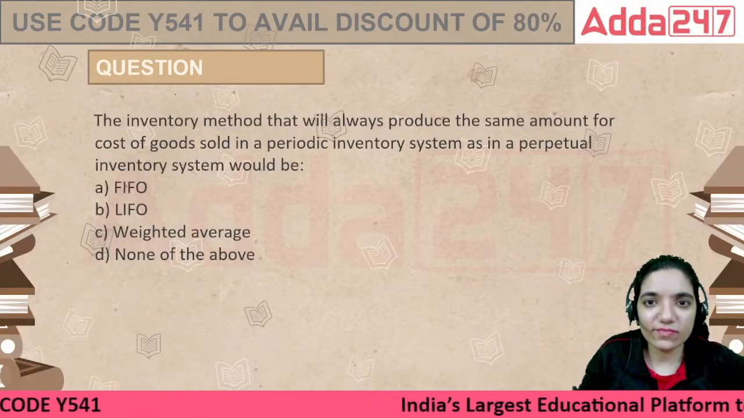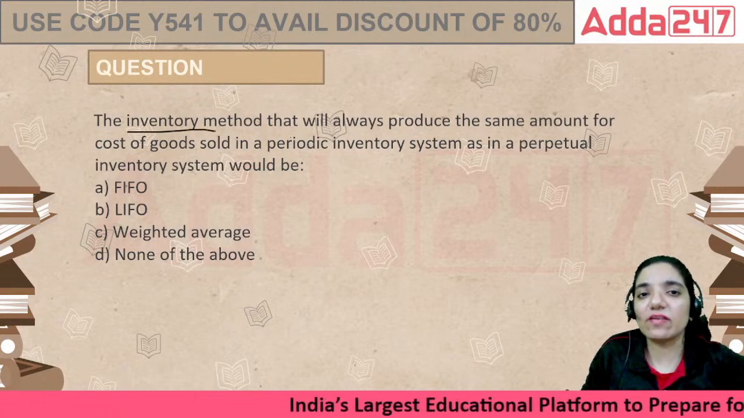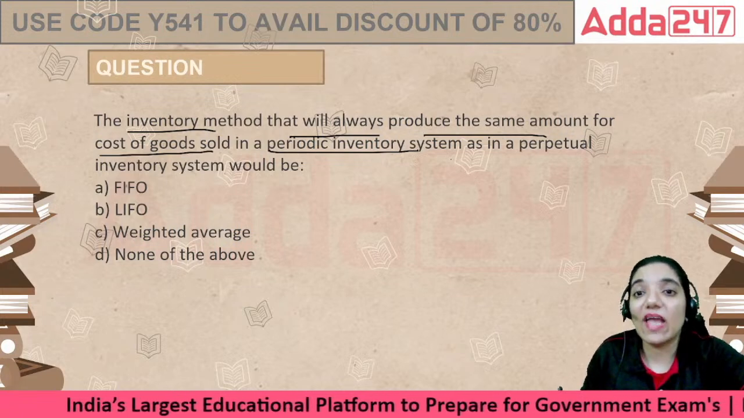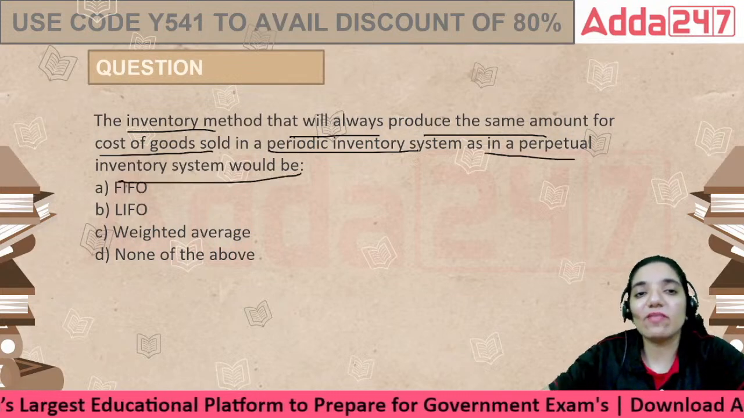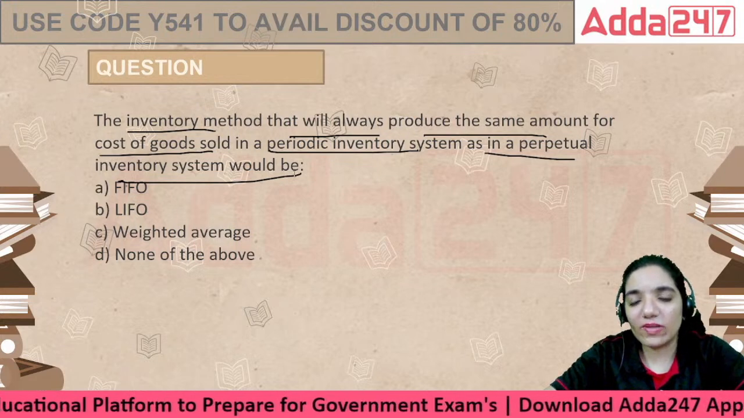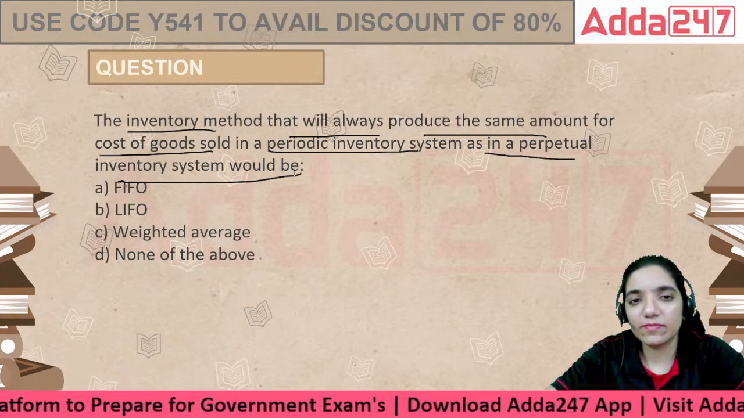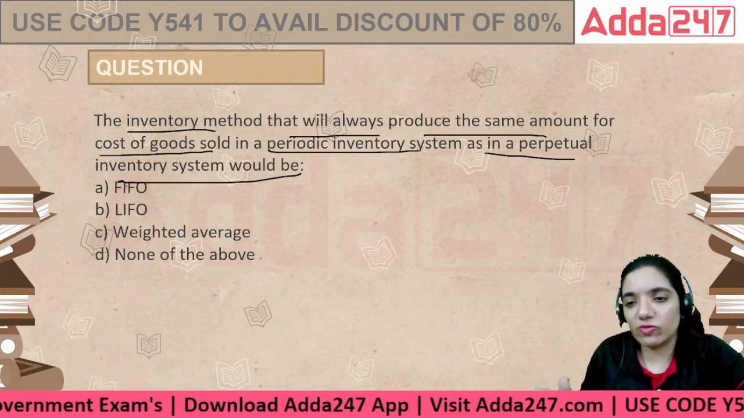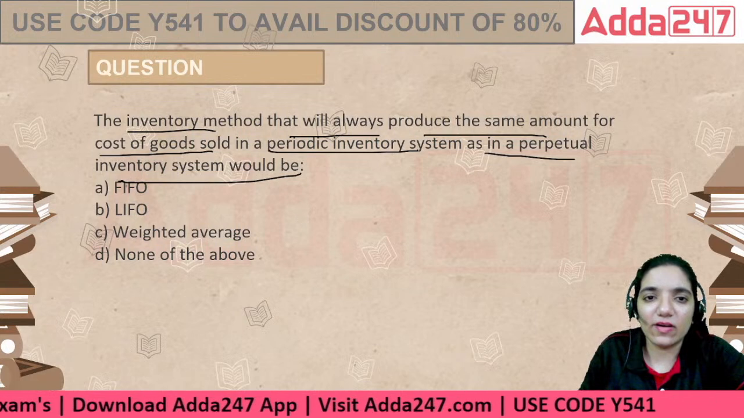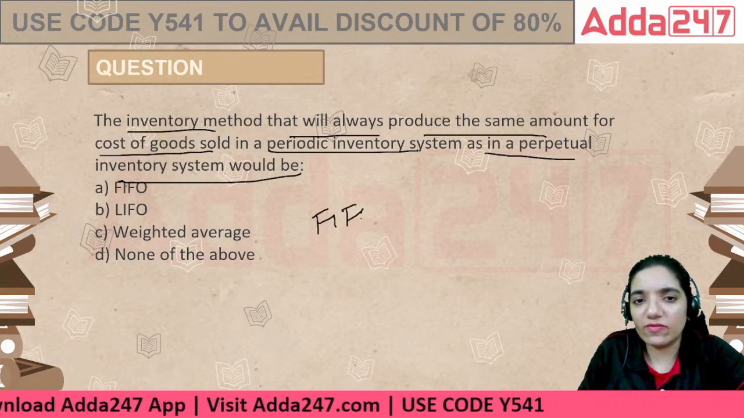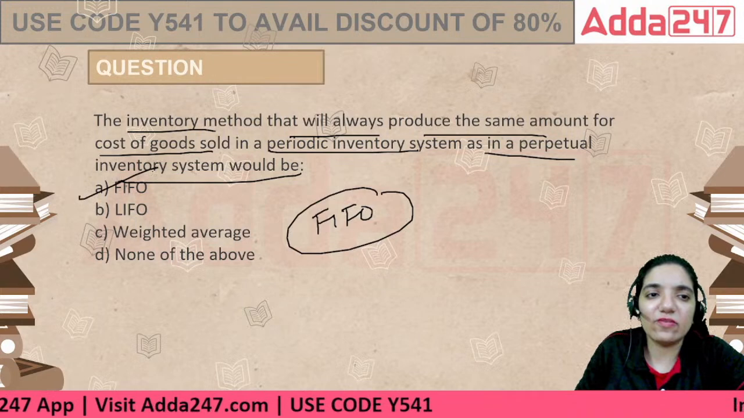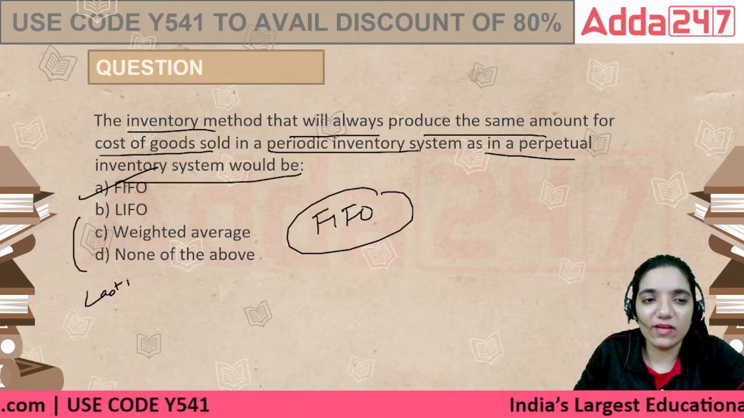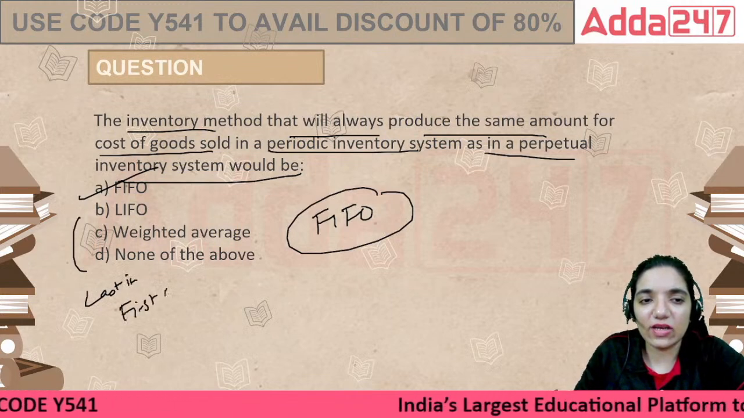Next question: the inventory method that will always produce the same amount of cost of goods sold in the periodic inventory system as in the perpetual inventory system would be. What would be the answer there? Okay, in this system, the same amount of cost of goods sold would be there. That is because of first in and first out. That is FIFO. If we talk about LIFO, it is last in and first out.